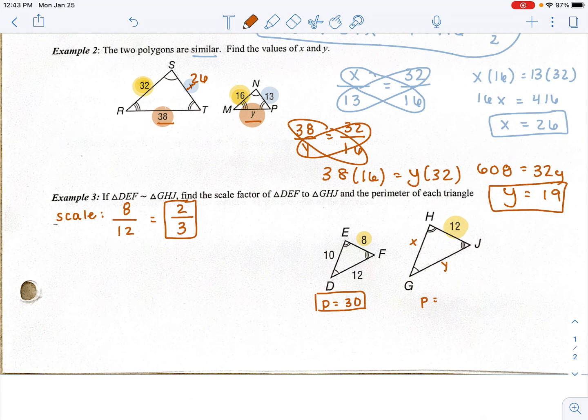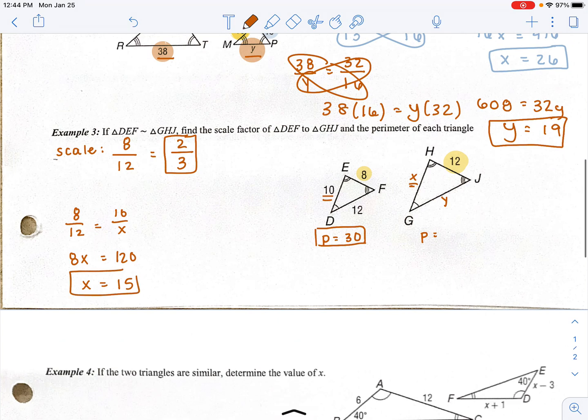Now, in order to find the perimeter, we need to find both those other sides. So I'm just going to label this side x and this side y, and we're going to solve like we did before. Okay, so I can do 8 over 12 equals 10 over x, because the 10 and the x are similar sides. I can cross multiply, and I get 8x equals 120. Divide both sides by 8, and I get x equals 15.